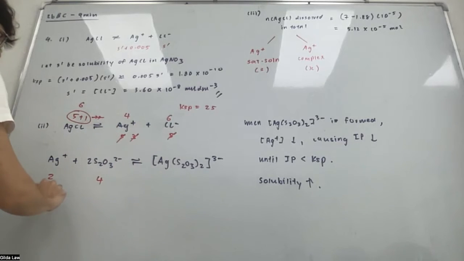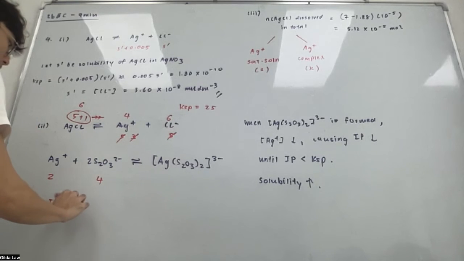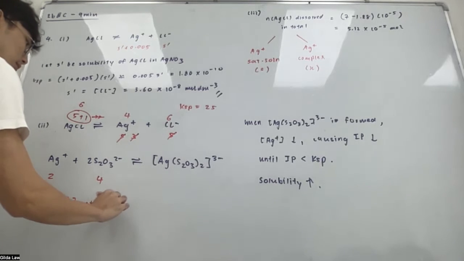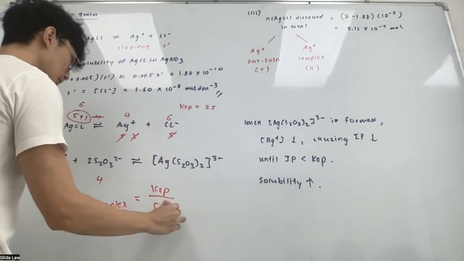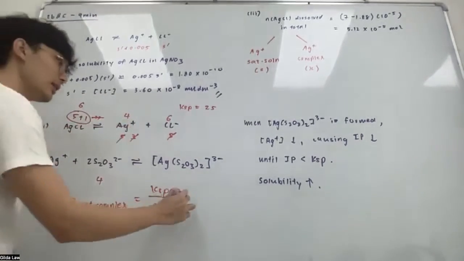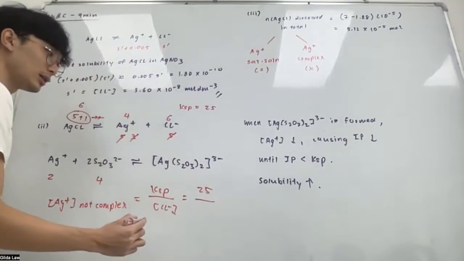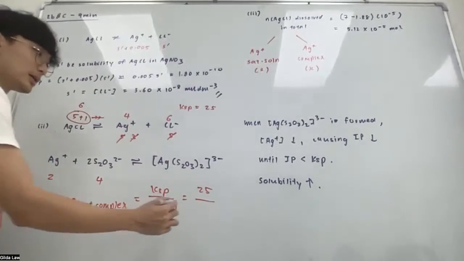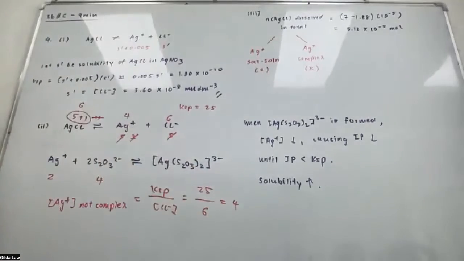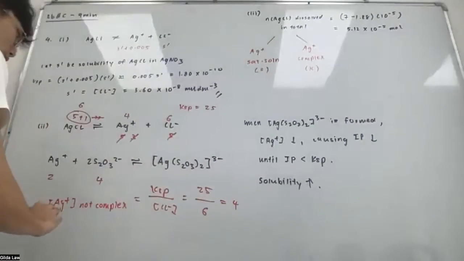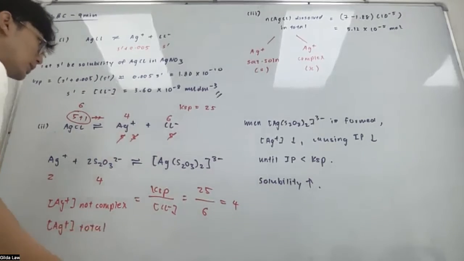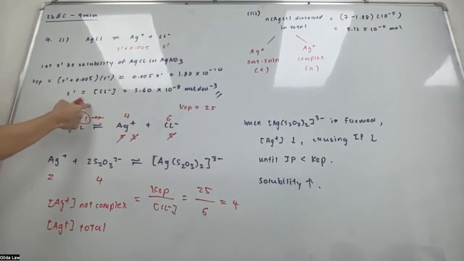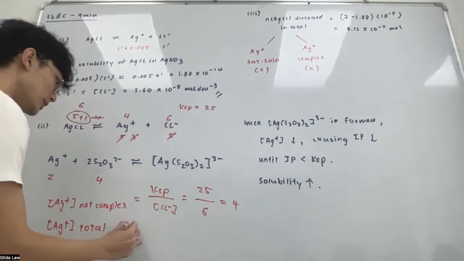So can you see this? I can find out how much Ag plus is not used in the complex. I can take the Ksp of 25 divided by Cl minus to give me the Ag plus not used in the complex. Ksp is 25, Cl minus is? What's the Cl minus? 6, and the answer here is, let's just say 4. So if there's 4 not used, how much Ag plus was there in total? 6, right? It should be 6 in total because that's the total amount of AgCl that you dissociate. So you have 6 Ag plus in total.